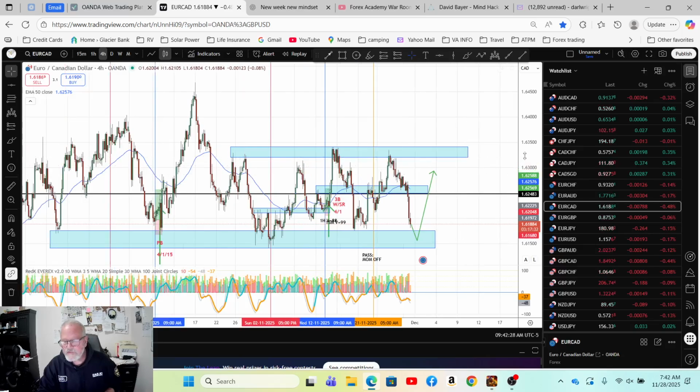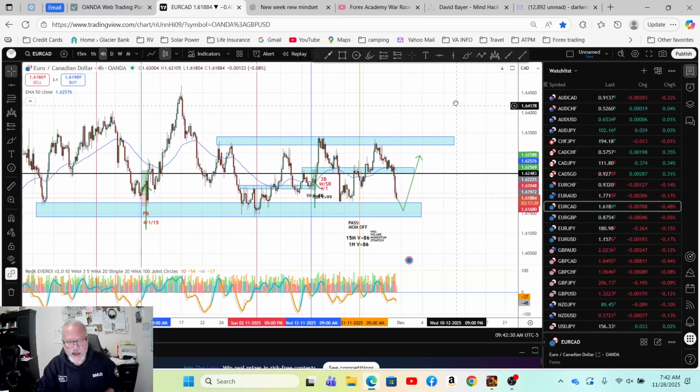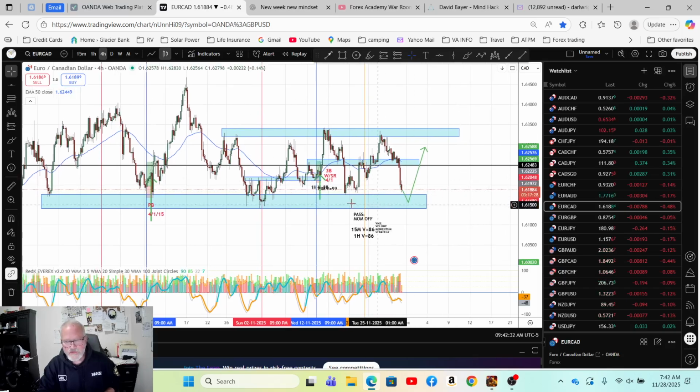I am watching for a push down into this support zone. And you can see that it's been respected three major times and then one minor time right here. So will it do it again? Don't really know, but I am watching this one closely for a pullback.